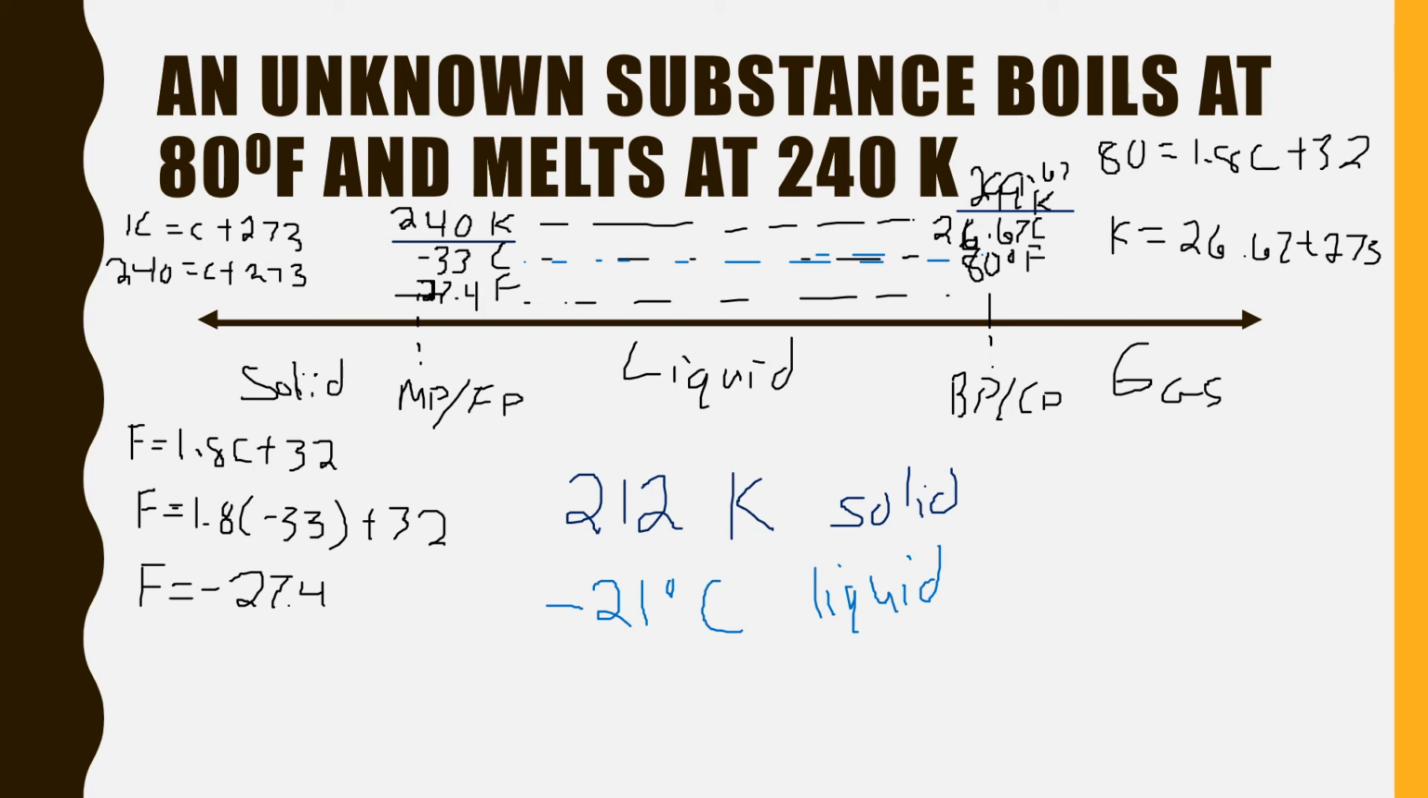So this Fahrenheit was negative 27.4. What if I had negative 29 degrees Fahrenheit? Is negative 29 to the left of negative 27 or to the right of negative 27 on the number line? That's the question you need to ask yourself. And I hope you all know that negative 29 is to the left of negative 27.4 on the number line, which makes it a solid. Go over your negatives if you need to, but this is how the line works.